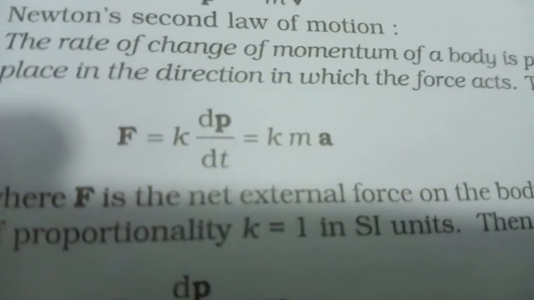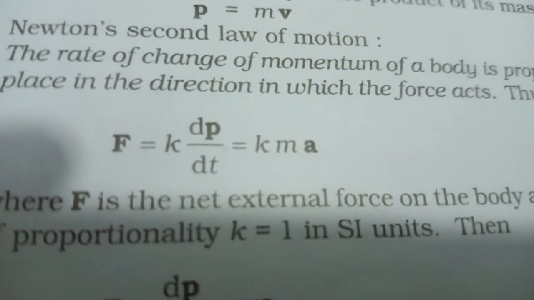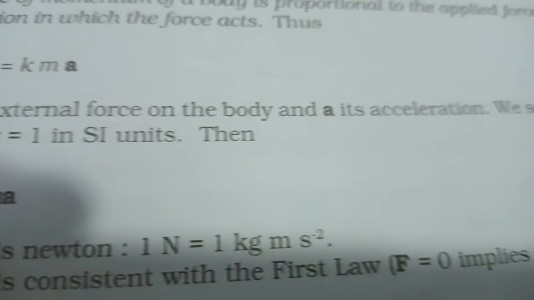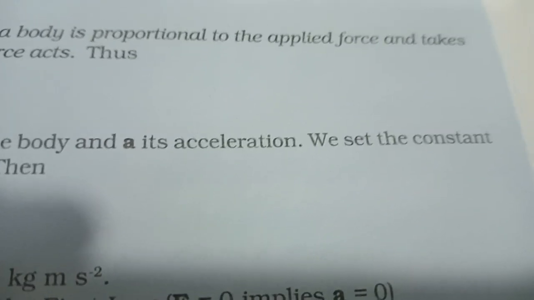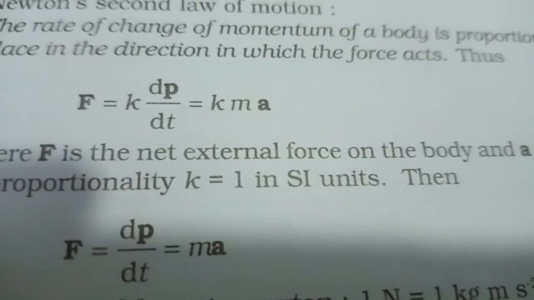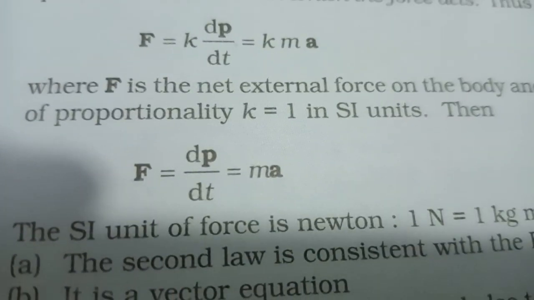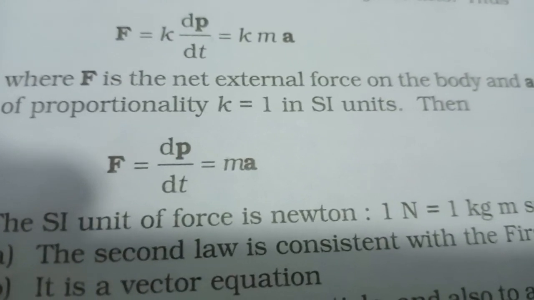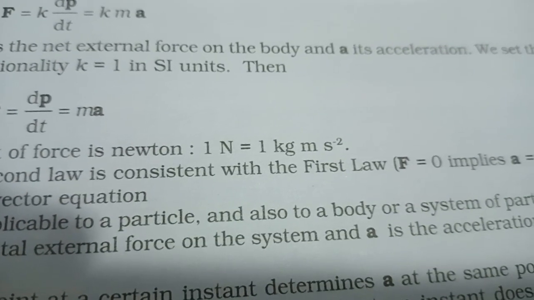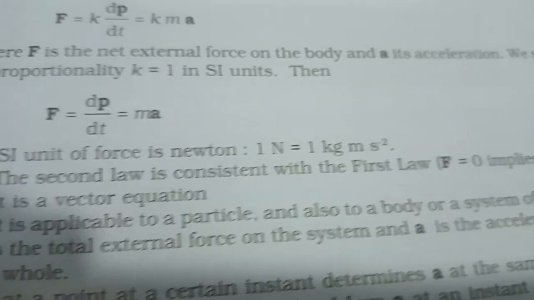Thus, F is equal to k dp/dt is equal to k ma, where F is the net external force on the body and a its acceleration. We set the constant of proportionality k equal to 1 in SI units. Then F is equal to dp/dt is equal to ma. The SI unit of force is Newton. 1 Newton is equal to 1 kg meter per second square.